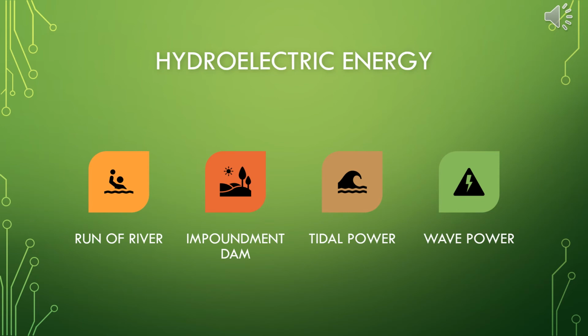Hydroelectricity is the process of using moving water to produce electricity. And there are four major ways we can do this. We can do this through what is called a run-of-river turbine, a traditional impoundment dam, tidal energy, or wave energy.